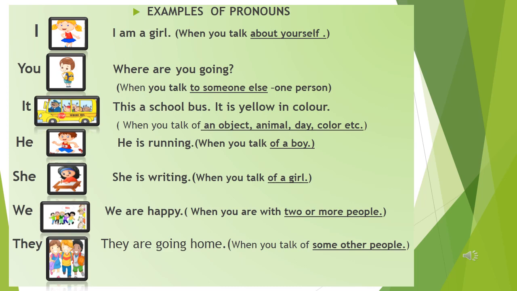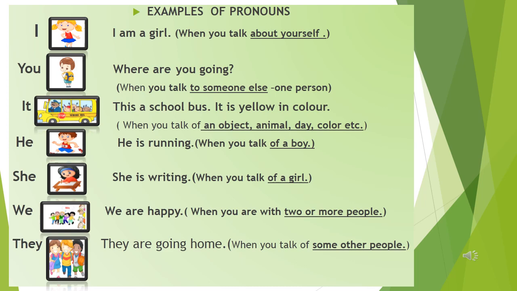Rahul, Rita and Sunny are running in the corridor. And if you want to remove Rahul, Rita and Sunny, then you can say they are running in the corridor. Likewise, as you can see in this picture, there are three students. They are arm in arm and they are all going somewhere. So you can say they are going home.